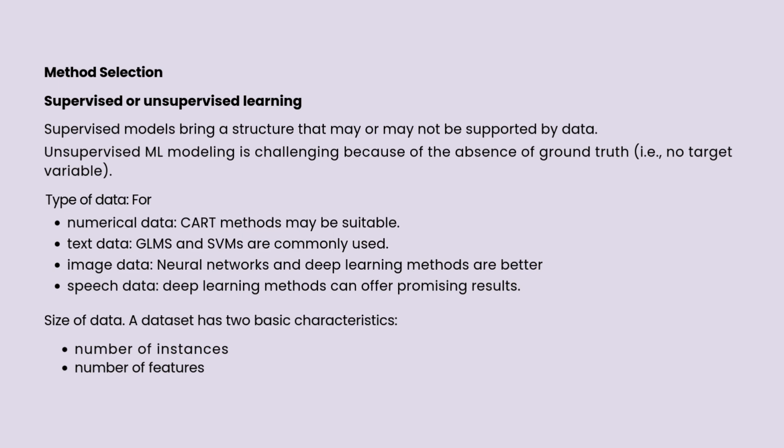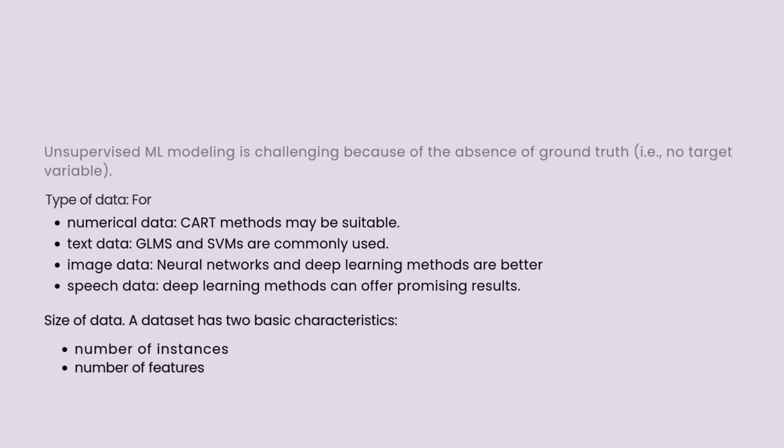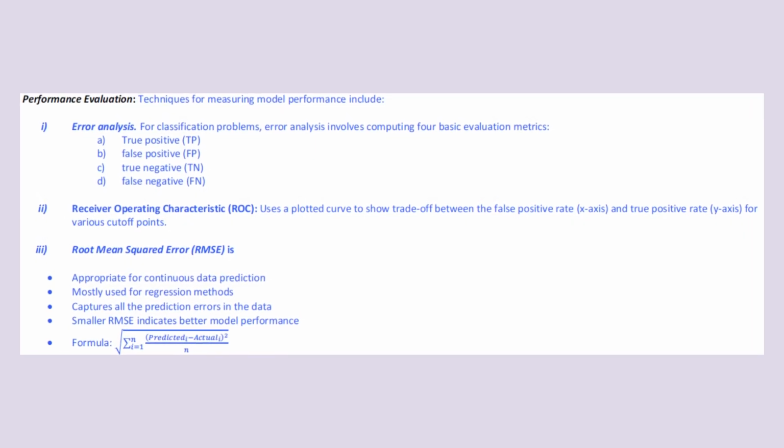Type of data. For numerical data, CART methods may be suitable. For text data, GLMs and SVMs are commonly used. For image data, neural networks and deep learning methods are better. For speech data, deep learning methods can offer promising results. Size of data: a dataset has 2 basic characteristics. Number of instances. Number of features.